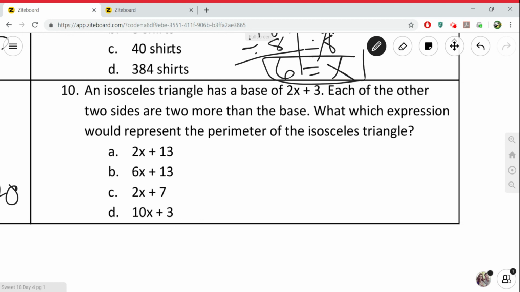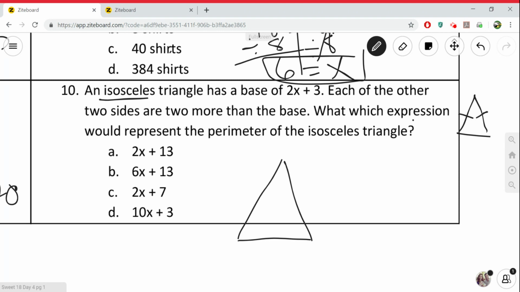Question 10 says that an isosceles triangle, now if you remember, isosceles means it's a triangle that has two sides that are the same. So this side and this side are the same length. Word congruent would be the vocabulary word. Has a base of 2x plus 3. So my first step is to draw the triangle. Each of the other sides are 2 more than the base. What expression would represent the perimeter?